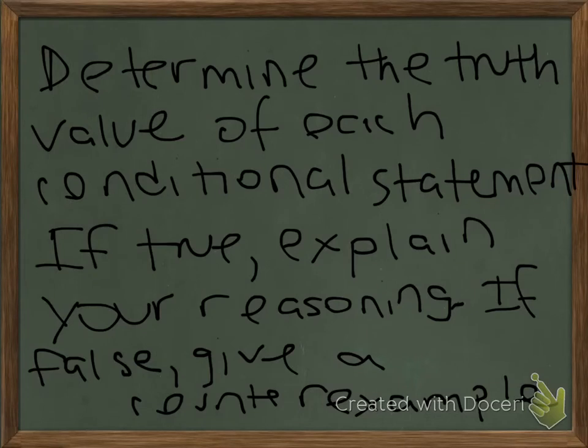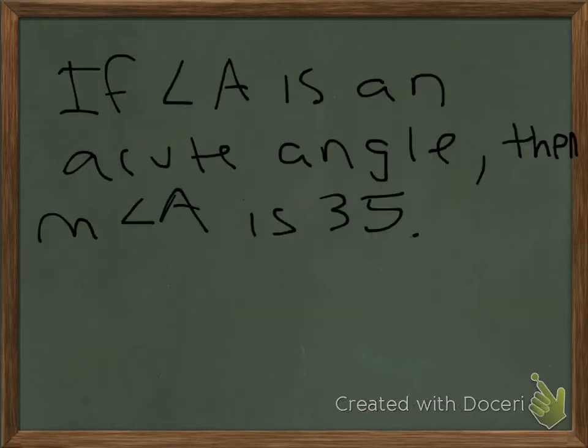The next part, we're going to work with the conditional statements. We're going to think about the truth value of them, whether they're true or false. If they're true, we're going to explain why. If false, we're going to try and give a counterexample. So here we have, if angle A is an acute angle, then angle A is 35. We need to think about if angle A was a different measure.